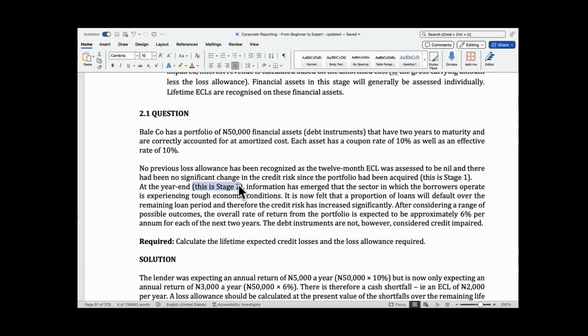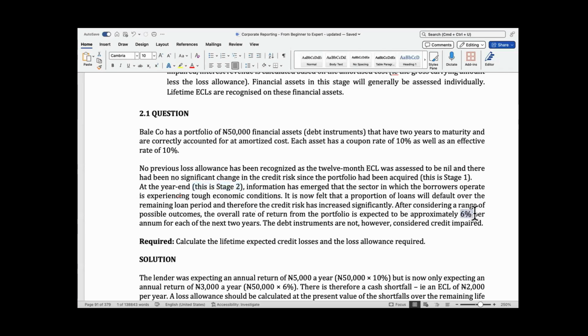So let's look at if credit risk has improved or increased. We're told that information has emerged that the sector in which the borrower operates is experiencing tough economic conditions. Okay, then that means credit risk has increased. The guy is facing tough economic conditions. So it is now felt that a proportion of loans will default over the remaining loan period, and therefore credit risk has increased significantly. After considering a range of possible outcomes, the overall return from the portfolio is expected to be approximately 6%.